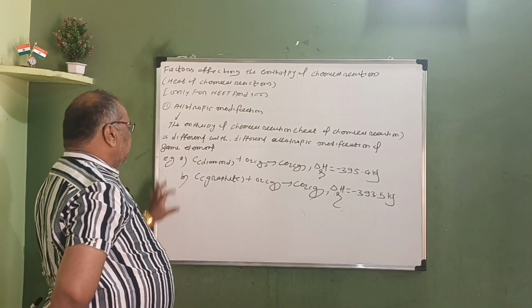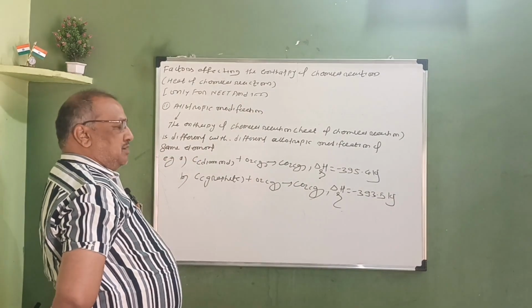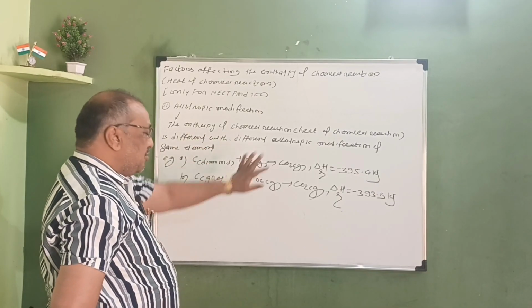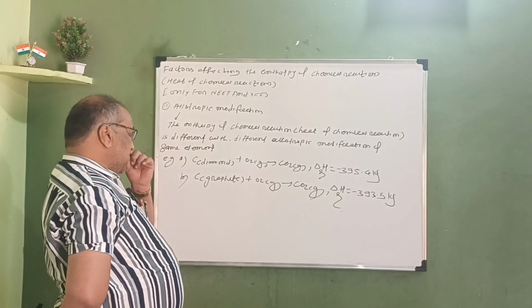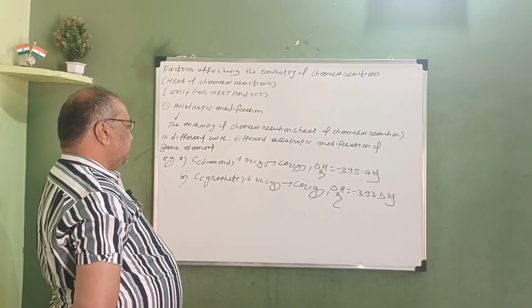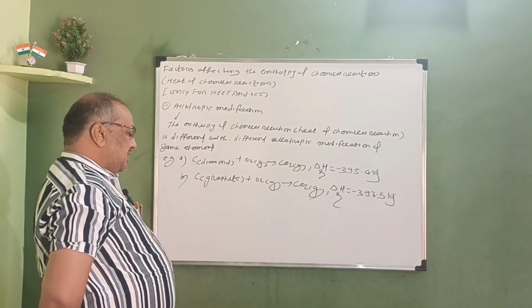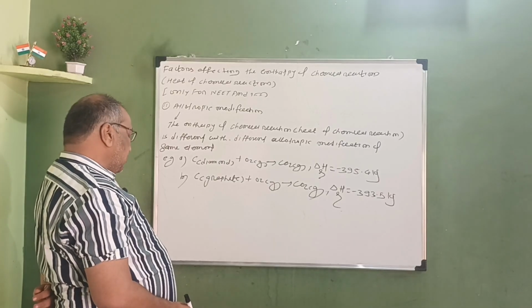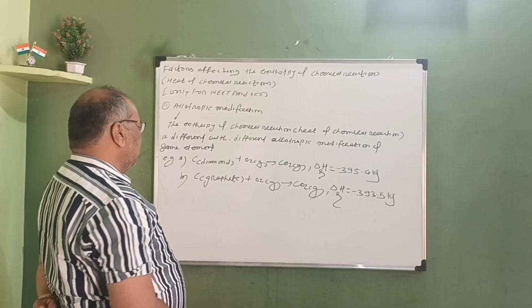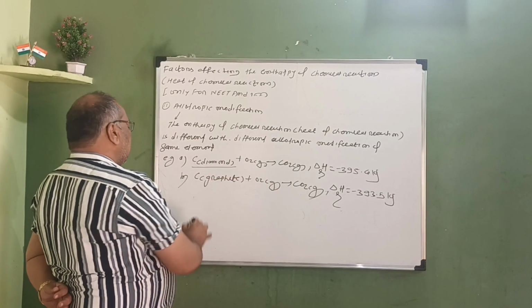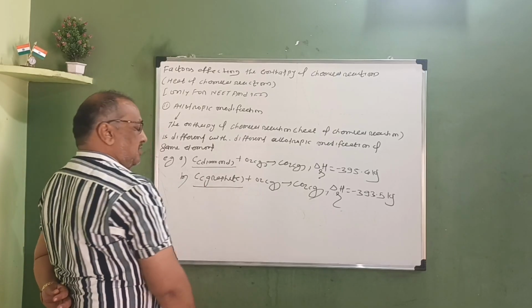Now here both the reactions are same, but here enthalpy of both the chemical reactions are different, because enthalpy of chemical reaction depends upon the allotropic modification of same element. That means here carbon is in the diamond form and here carbon is in the graphite form.